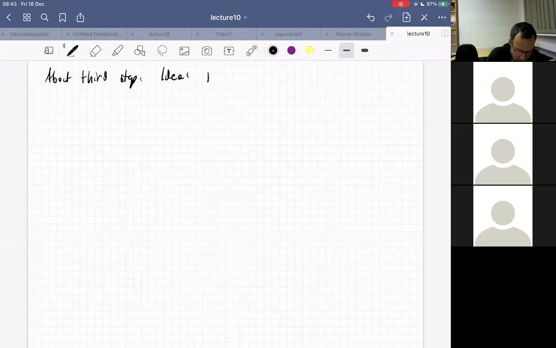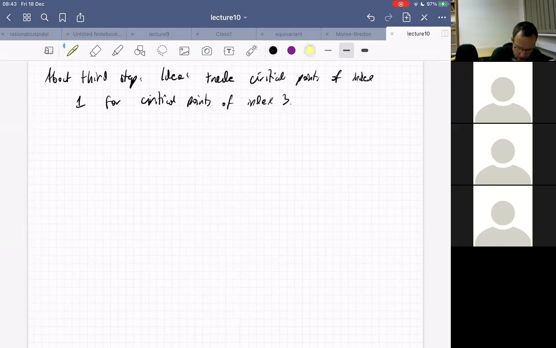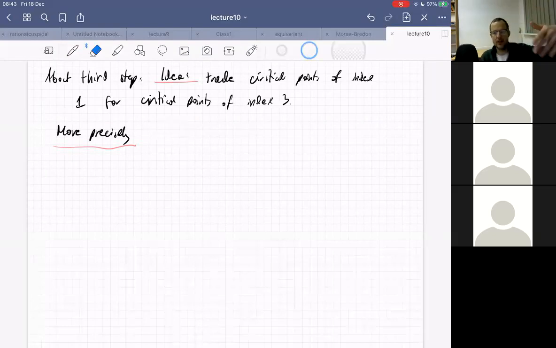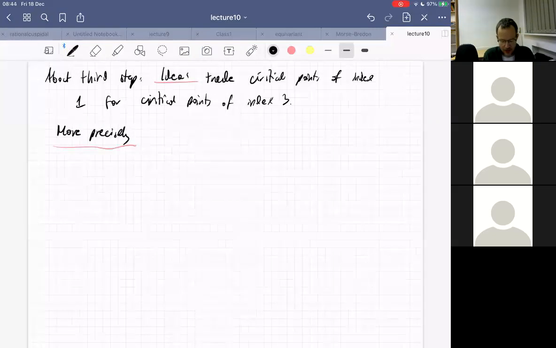So the idea: trade critical points of index one for critical points of index three. That's the idea. More precisely, we first spoil the function, and then we repair it. So it's like twice what usual governments do. They do the first step and then they stop, but we will continue.